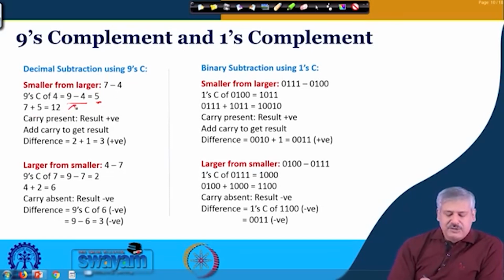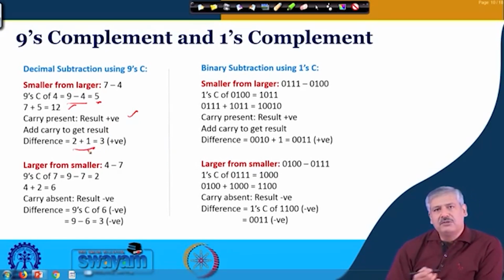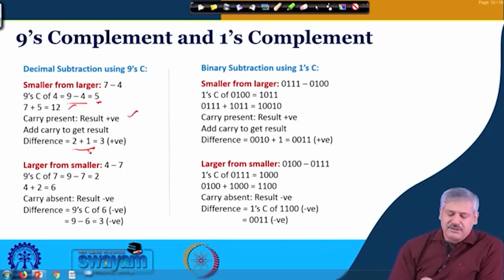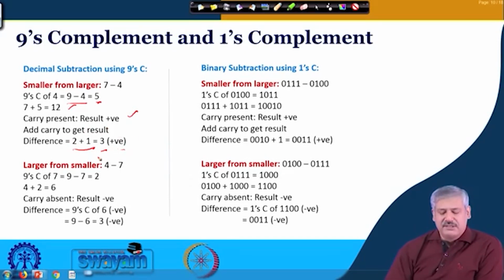So, if carry is present, the result is positive, and at that time this carry, sometimes called end around carry, needs to be added to get the result. If carry is present, the carry needs to be added to get the result. So, 2 plus 1 is 3, that is positive, and because of the presence of the carry it is positive, and the value is 2 plus the carry, that is 3.